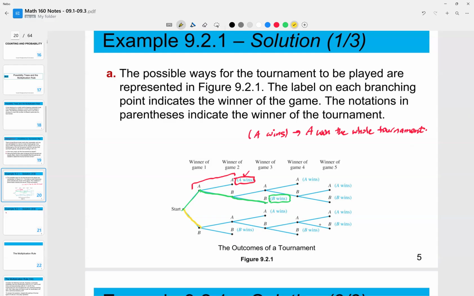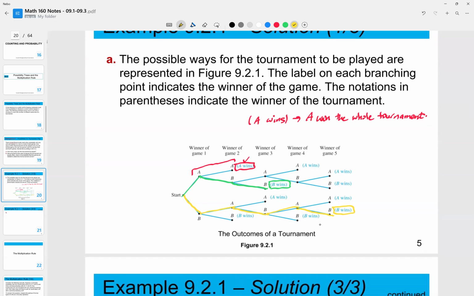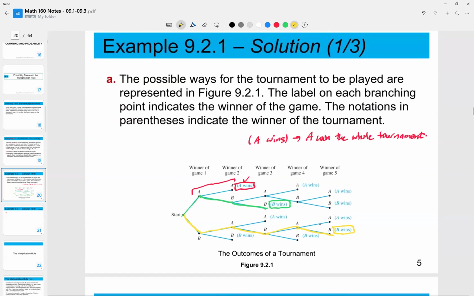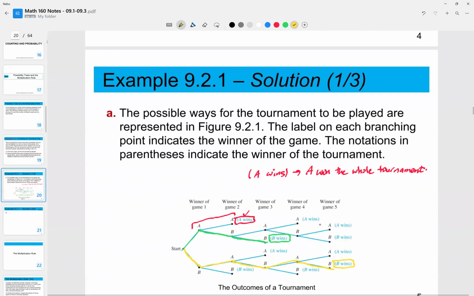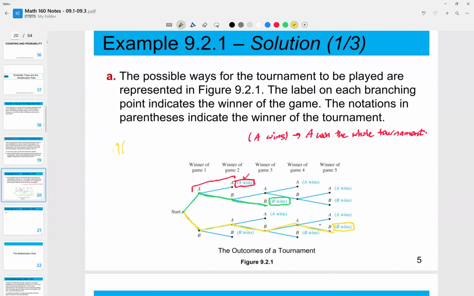And I can go on. If I go B, then A, if they keep flip-flopping like this, it goes really long. But then boom, that's the end of that one. So that's another way that tournament ran. Obviously, part A is asking how many ways can this tournament be played? Well, let me use a different color. The number of tournaments, the number of ways it can be played, is just the number of leaves on this little tree here.